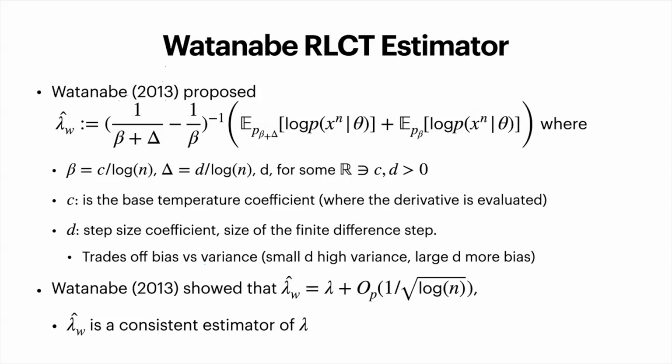So we want to try out what really happens as we vary these hyperparameters. Just keep in mind that there are two hyperparameters here, C and D. C is the base temperature, where we're deciding to anchor the base temperature, and D decides where the step is. Now, Watanabe has already shown that RLCT is consistent. Asymptotically, it will converge to the truth.